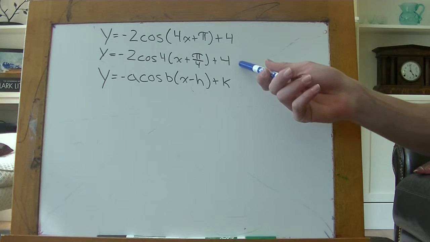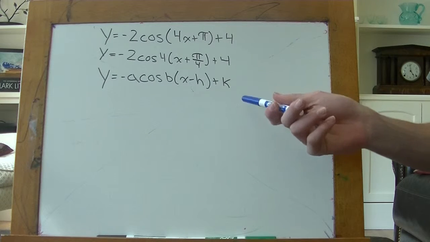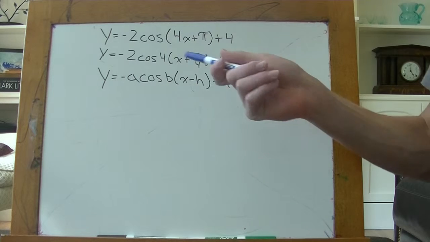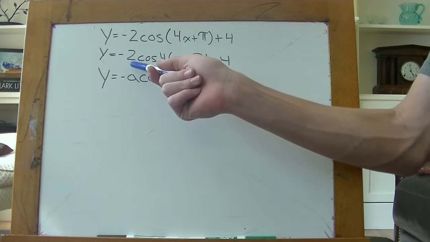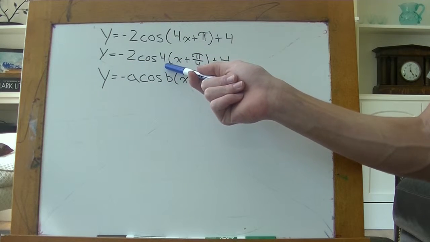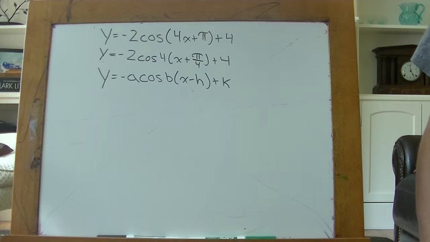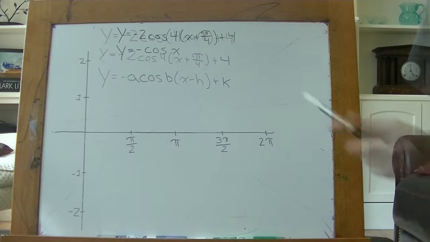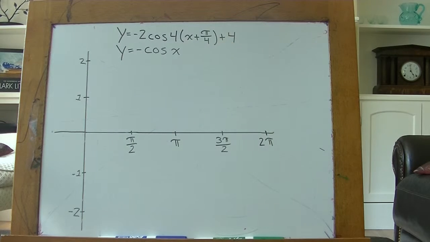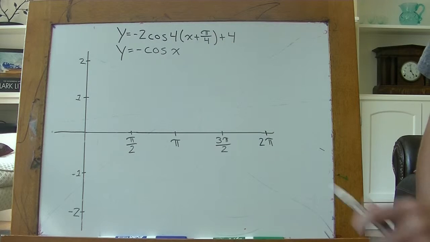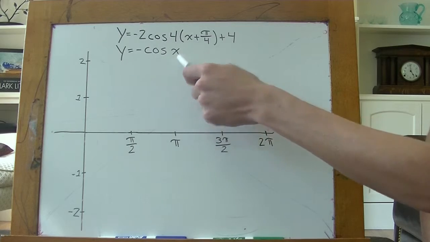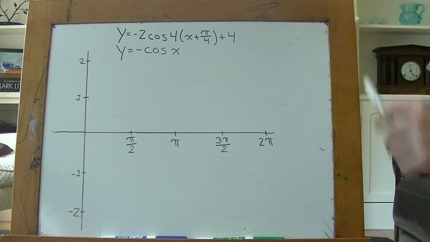Alright, so now we have our equation in the correct format, and so we can graph our original function and then start applying transformations in order to determine how each impacts the graph. Let's try it out. The first thing we're going to do is graph our original function, which is y equals negative cos x. So we'll plot those points and graph it in.